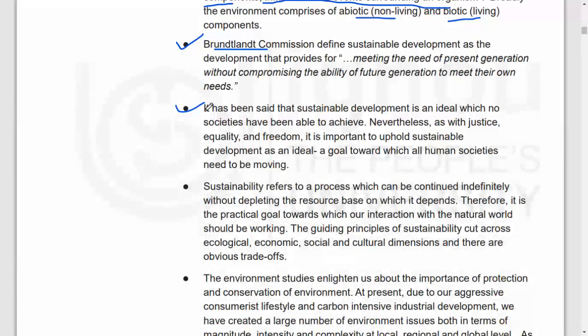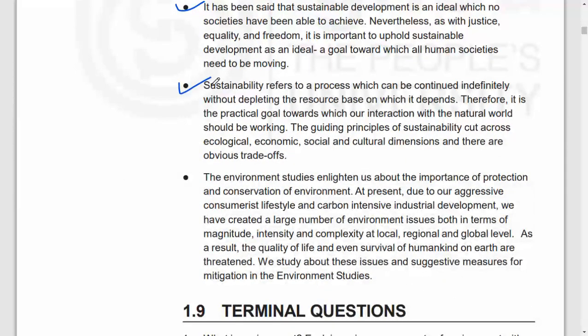It has been said that sustainable development is an ideal which no society has been able to achieve. Nevertheless, as with justice, equality, and freedom, it is important to affirm sustainable development as an ideal, a goal toward which all human societies need to be moving. Sustainability refers to a process which can be continued indefinitely without depleting the resources on which it depends. Therefore, it is the practical goal towards which our interaction with the natural world should be working. The guiding principle of sustainability cuts across ecological, economic, social, and cultural dimensions.